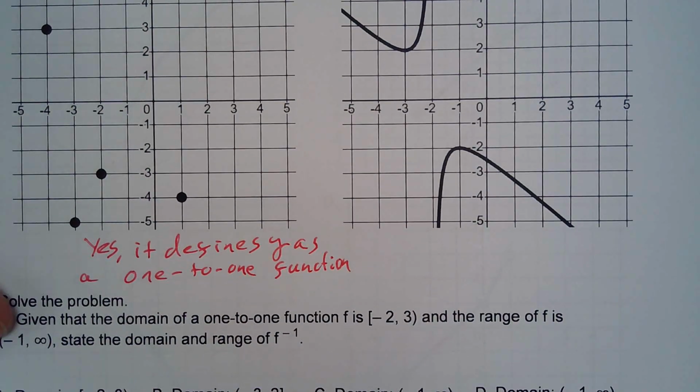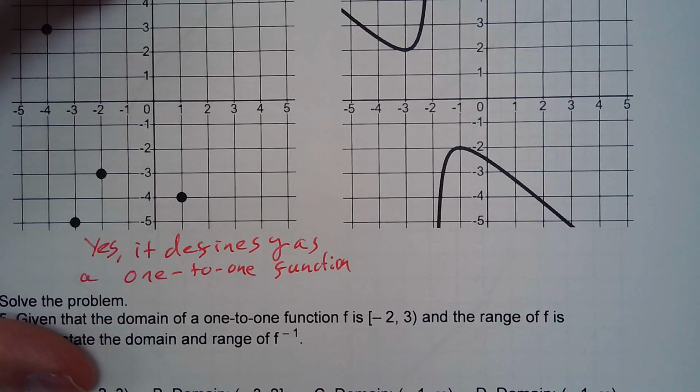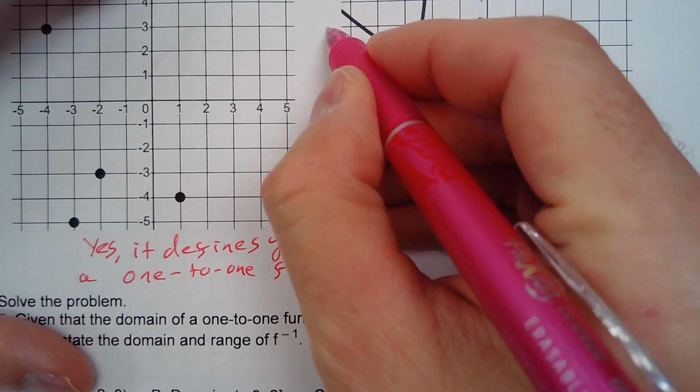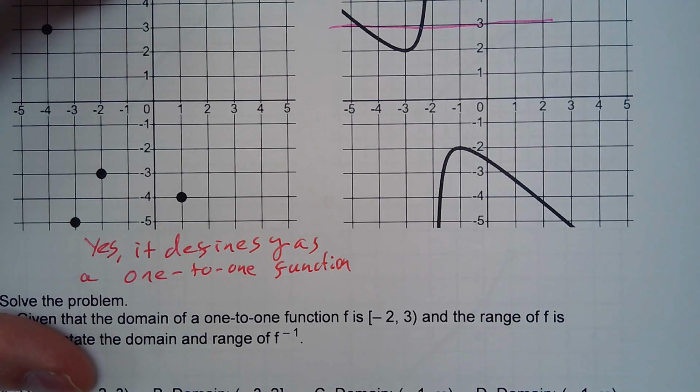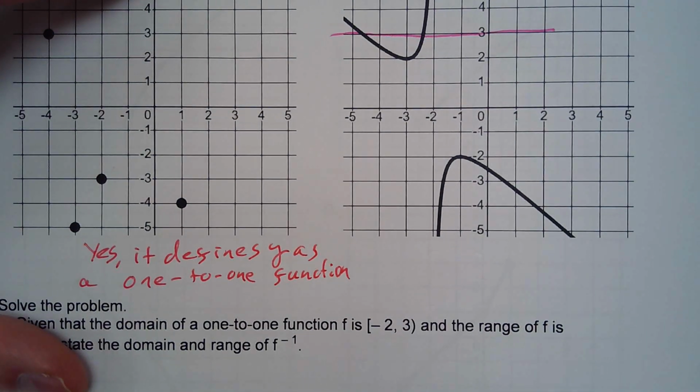Whereas if I look at number 4, well, I can take a horizontal line right here. I hit more than one point. I can also take one down here too. So this is not one-to-one.